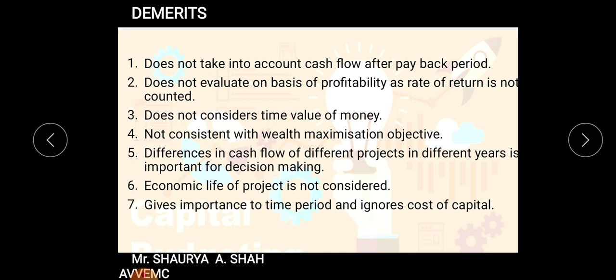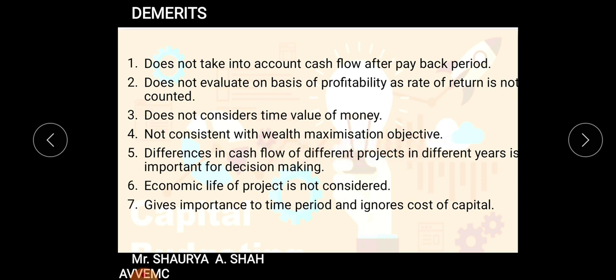So this method fails to show the time value of money. Next, it is not consistent with the wealth maximization objective. Dear students, as it is not considering the basis of profitability, it is not showing the actual wealth maximization. It is just showing us in how much time period we are receiving back our investment. So this method again fails to give us the wealth maximization objective.